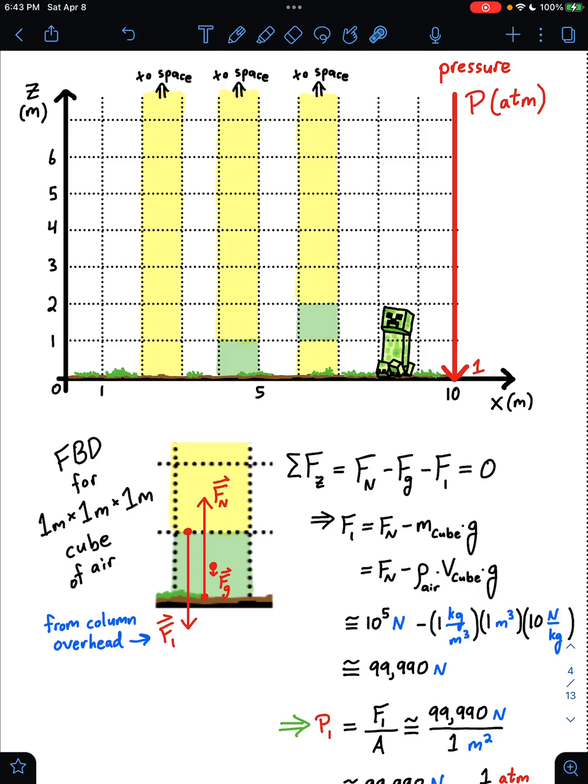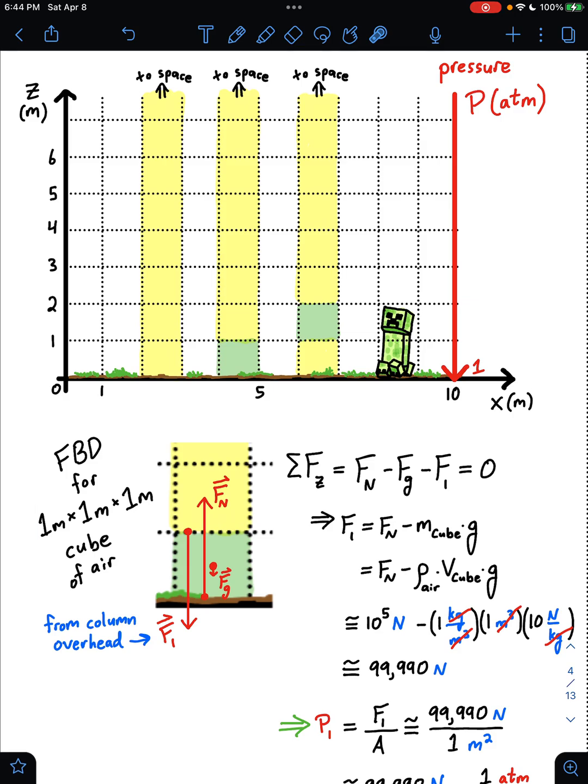And now here's some approximations. We'll use simplified numbers here. We'll approximate that normal force as 10 to the 5th newtons, as we calculated earlier, 10 to the 5th newtons pushing upwards on this 1 by 1 column of air extending all the way up to space. Then the density of air we'll approximate as roughly 1 kilogram per cubic meter. The volume of our cube is 1 cubic meter. And then for little g, instead of 9.8, let's just approximate it as 10 newtons per kilogram to make the numbers simple here. So meters cubed cancels meters, kilograms cancels kilograms.